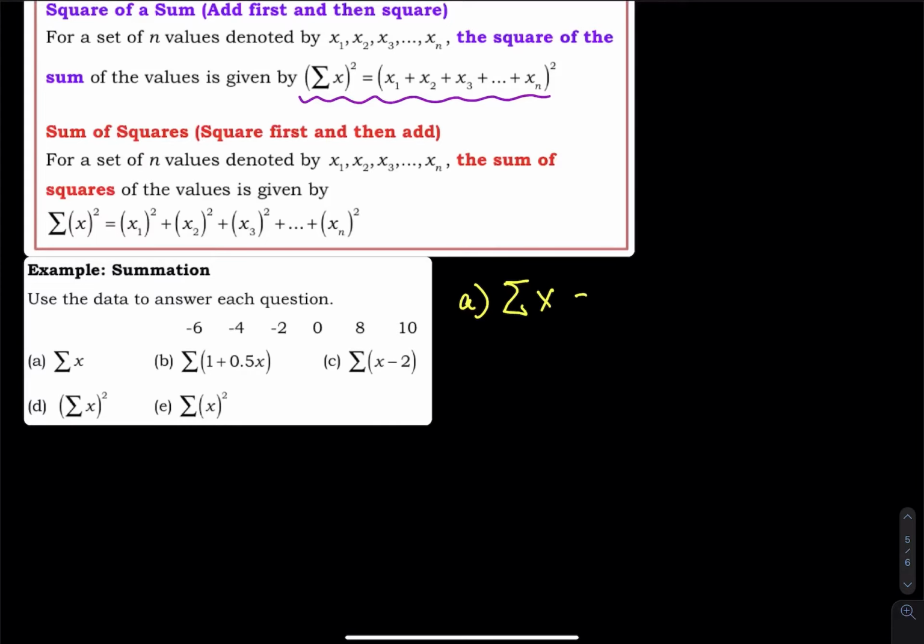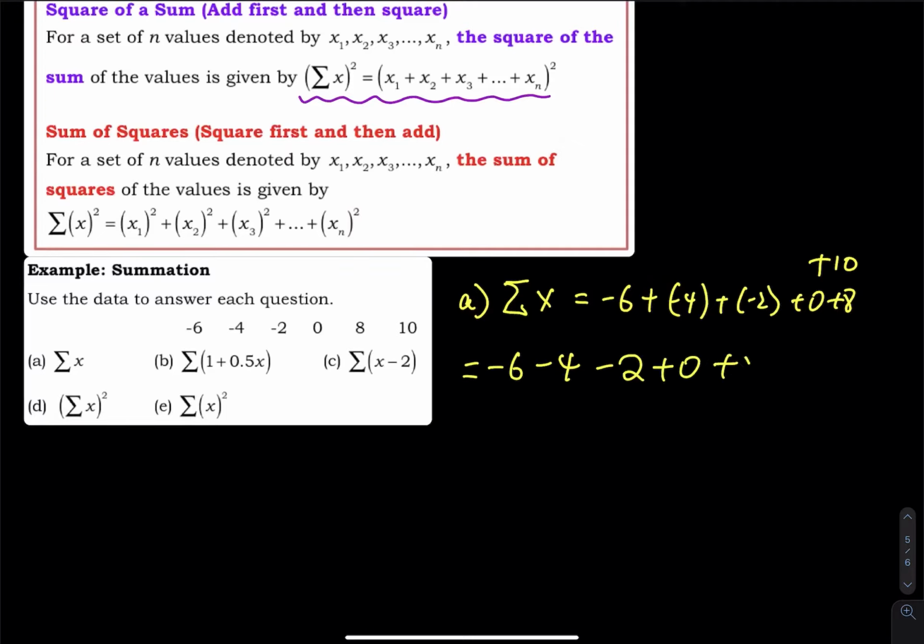So that means you have -6 plus -4 and then plus -2 plus 0 plus 8 and then plus 10. Plus a minus is a minus, right? So you have -6 minus 4 and then minus 2 plus 0 plus 8 plus 10. So this is -10, minus 2 is -12, right? And then you add 8, you add 10.